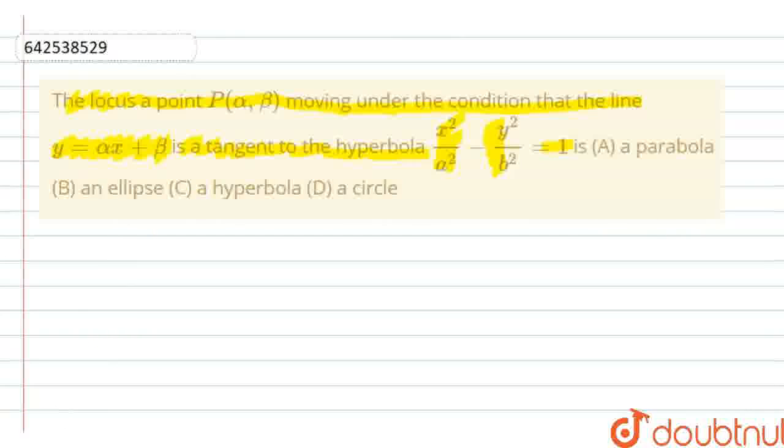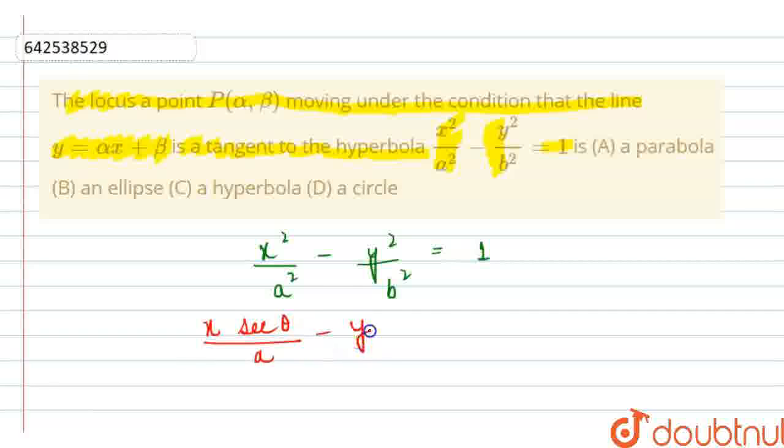So let's proceed. I'm writing down the equation of the hyperbola which is given to us. It's x square upon a square minus y square upon b square is equals to 1. So what would be the equation of the tangent? In case of hyperbola, it's x secant theta upon a minus y tangent theta upon b is equal to 1. So this is the equation for tangent. Let it be equation number 1.